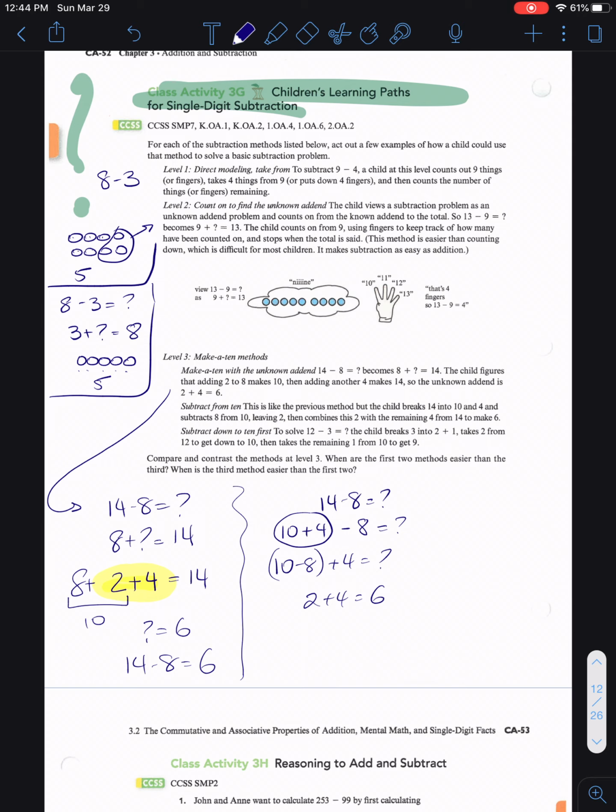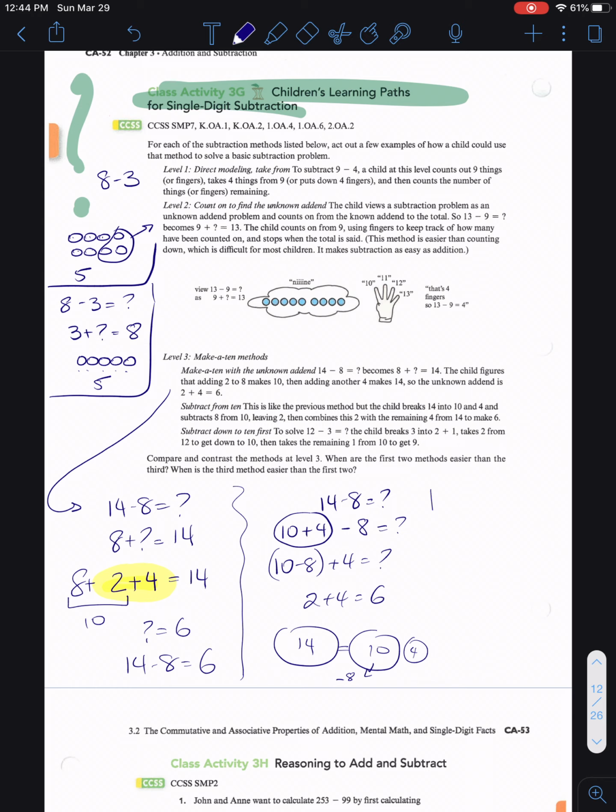But you need to visualize. If you have a pile of 14, you can make a pile of 10 and a pile of 4. And if you need to remove 8, it doesn't matter where you remove 8 from, you could remove 8 from here, leaving you with 2 and 4.